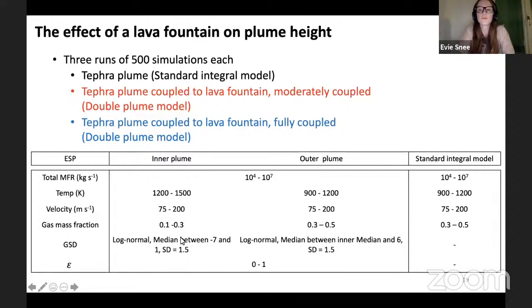But the only thing really important to know is that for the scenarios where the tephra plume has a lava fountain, the lava fountain is always going to be hotter, containing less natural gas, and be coarser than the surrounding tephra plume.